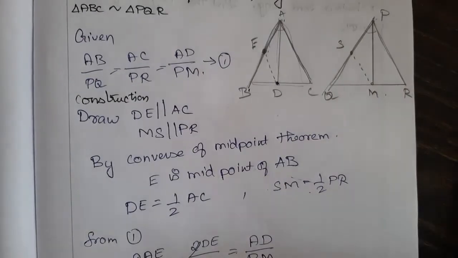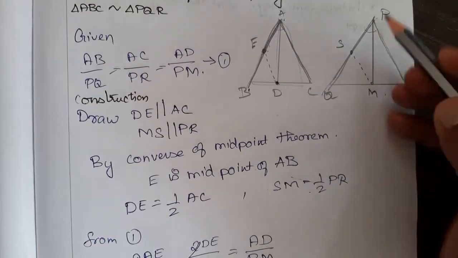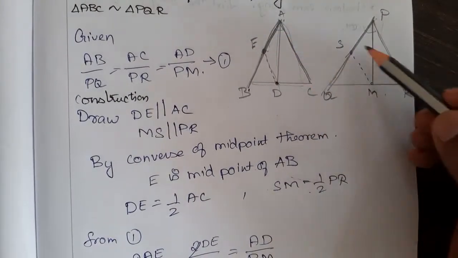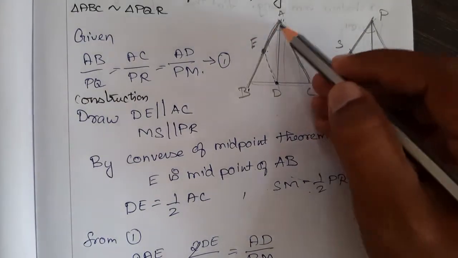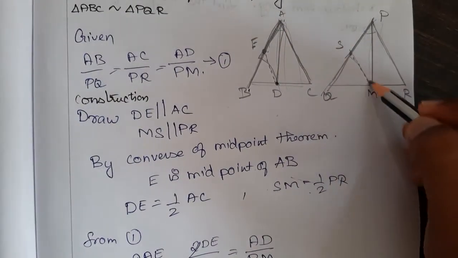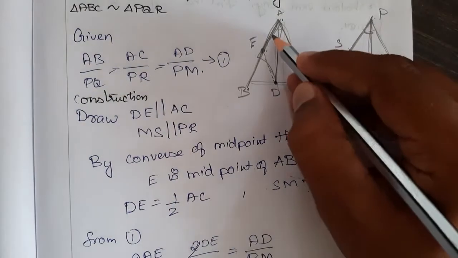Which sides of the triangle are these? AE, PS, DE, SM and AD and PM. So these triangles are similar, and we can say these two angles are equal.